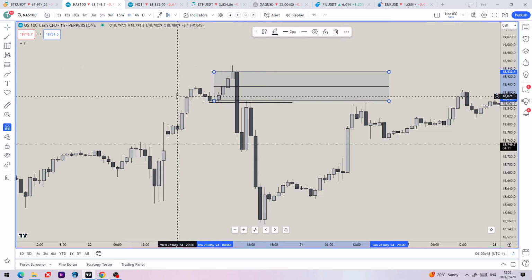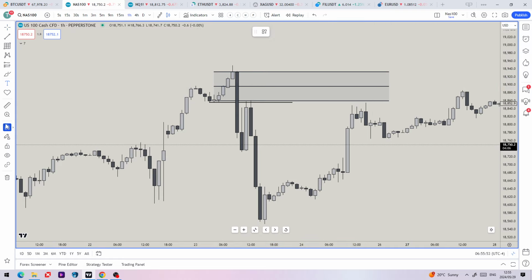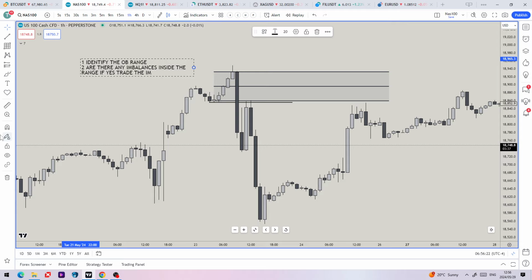So number 1, identify the order block range. Number 2, are there any imbalances inside the range, right? If yes, trade the imbalance, right?